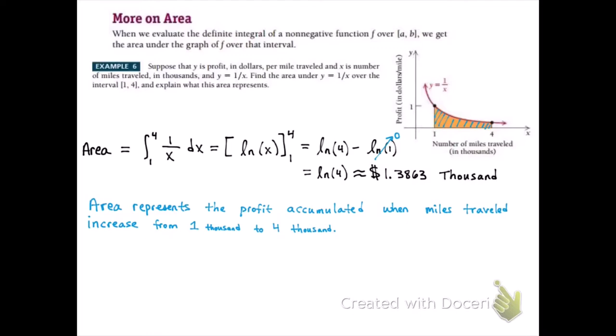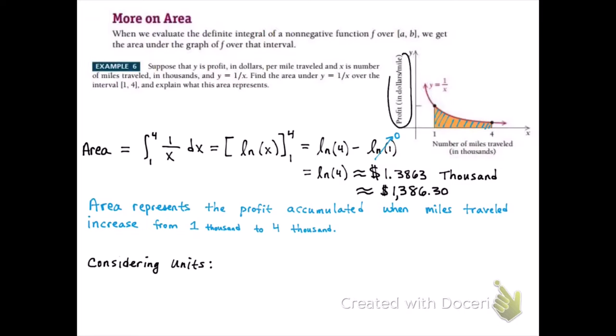And it will actually be in thousands of dollars, because the miles are represented in thousands of miles. So we can either write this as $1.3863 thousand, or we could write it as $1,386.30.